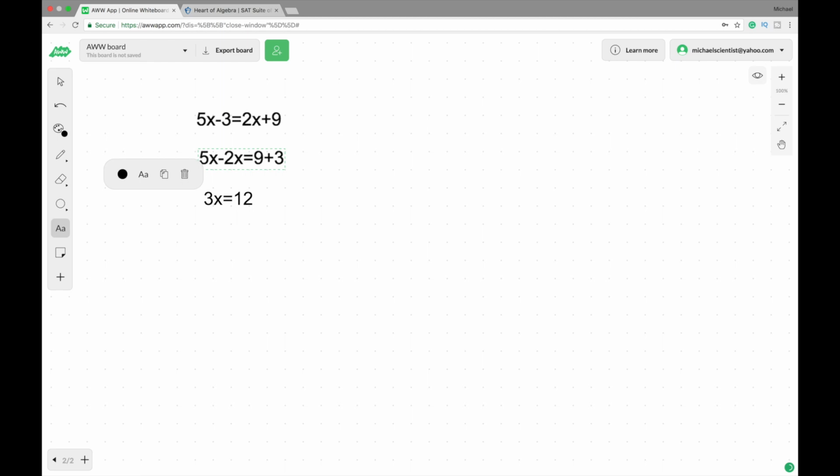So 3x is equal to 12. Well, what number multiplied by x would give us 12? Well, we know this intuitively to be what? That's correct. The answer is 4. So x will be equal to 12 divided by 3. So therefore x is equal to 4.